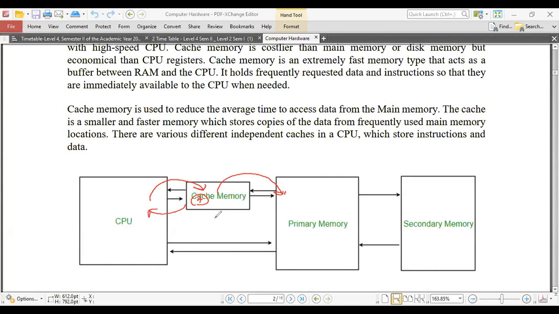Then you can understand that the communication between these two devices, primary memory and CPU, is increased. The efficiency of this communication is increased because of the use of this cache memory. Got it? If you have any questions, you can ask, right?